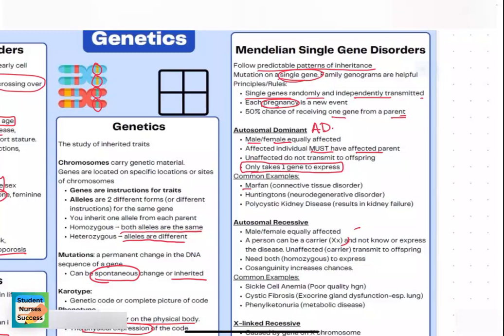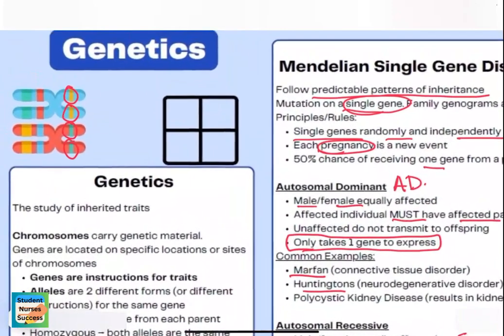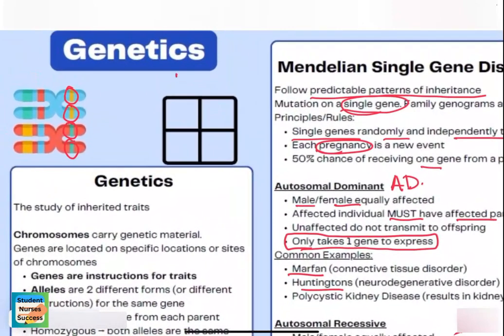Common examples include Marfan syndrome, which is a connective tissue disorder, Huntington's disease, which is a neurodegenerative disorder, and polycystic kidney disease, which results in kidney failure. Let's do a Punnett square for Huntington's. Let's say dad has Huntington's, and let's say mom does not.